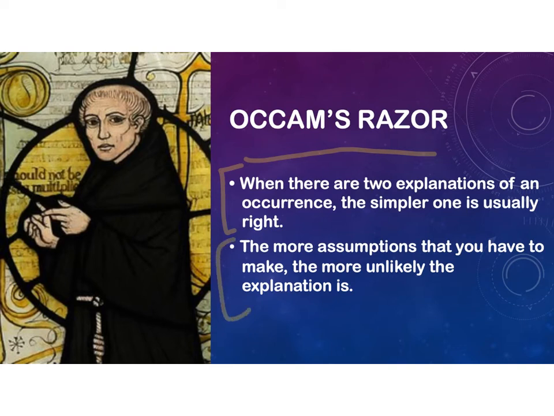The other way of putting it, though, is the more assumptions that you have to make, the more unlikely the explanation is. So the more premises there are, and the more assumptions that you have to make to get to the conclusion, the less likely it's going to be true, because one of those assumptions is probably going to be wrong. Okay? So that's Occam's razor. The simplest explanation is probably the right one, or the most likely explanation is probably the right one.